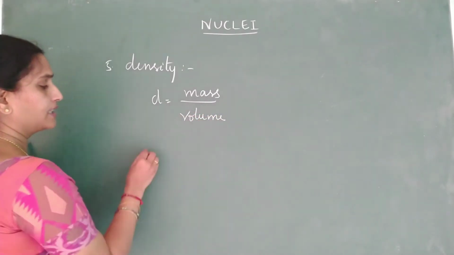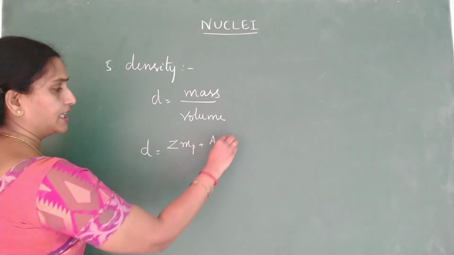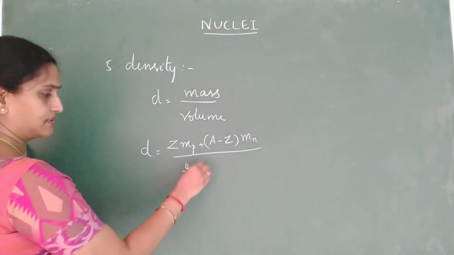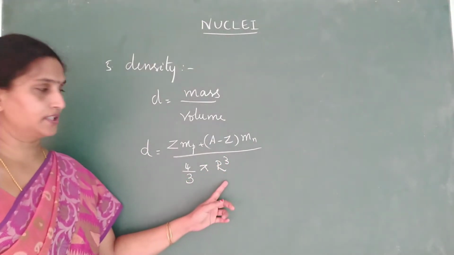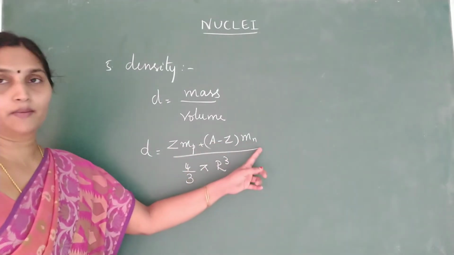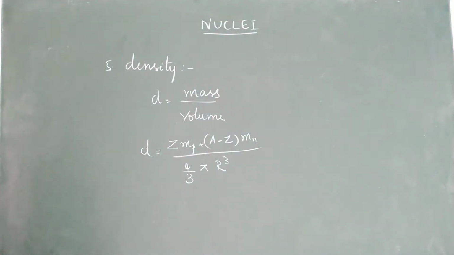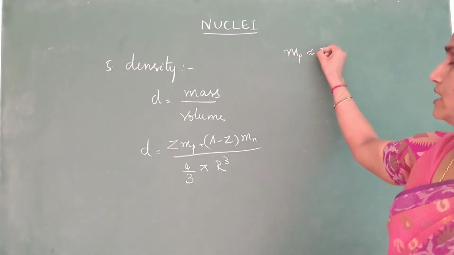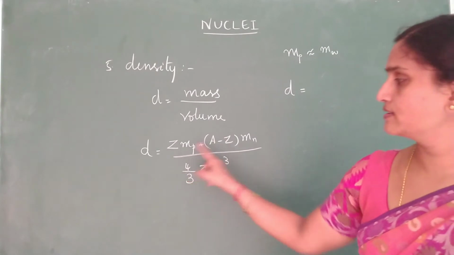Just now I told you how to calculate the mass of nucleus: Z into mass of proton plus A minus Z into mass of neutron, divided by the volume, which is 4 by 3 pi r cube, where r is nothing but the radius of nucleus. Now if I put the values of mp and mn, since mass of proton and neutron are very close to each other, I will be using an approximation. If I take mass of proton nearly equal to mass of neutron, then what will be the density? Modify this in the numerator.